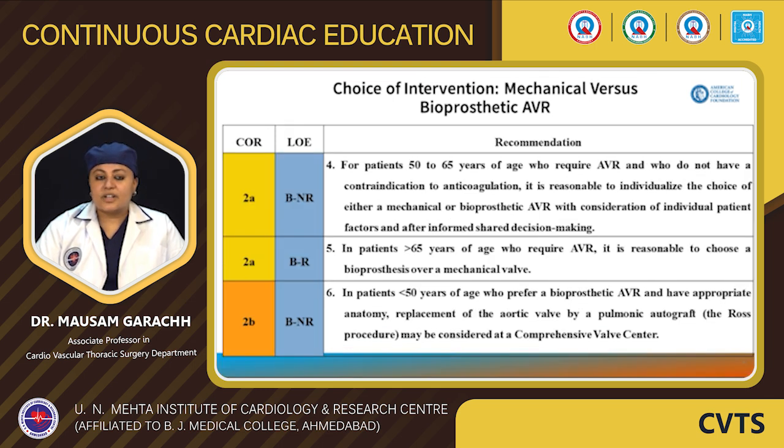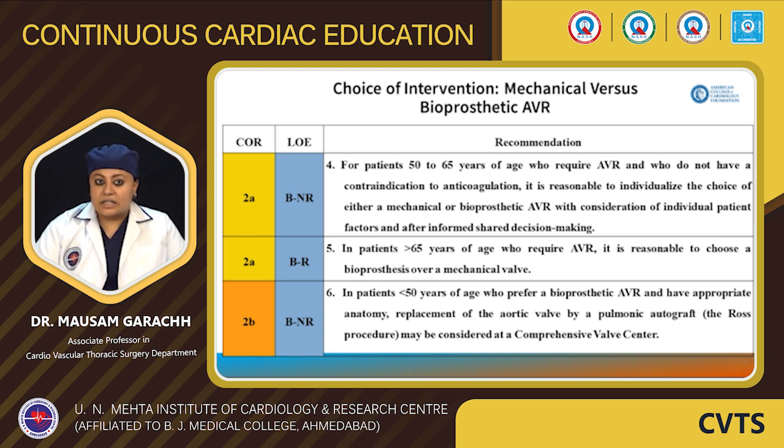Now we have class of recommendation 2A, level of evidence B-R: for patients between 50 and 65 years of age who require an aortic valve replacement and who do not have a contraindication to anticoagulation, it is reasonable to individualize the choice of either a mechanical or bioprosthetic aortic valve, with consideration of individual patient factors and informed shared decision making.